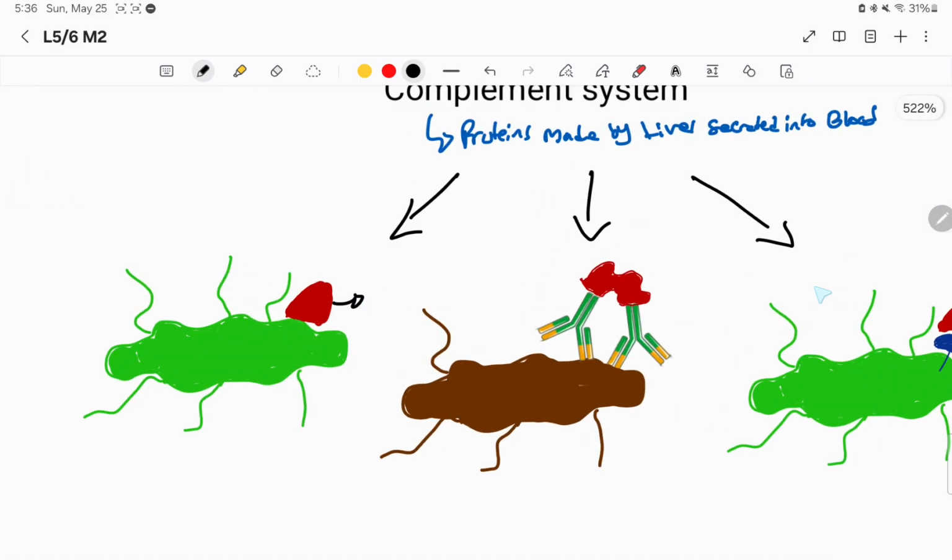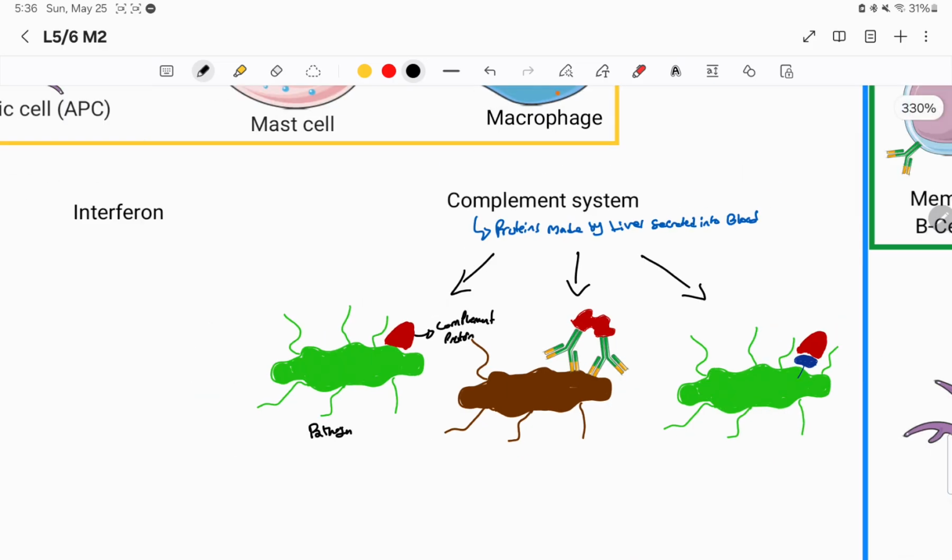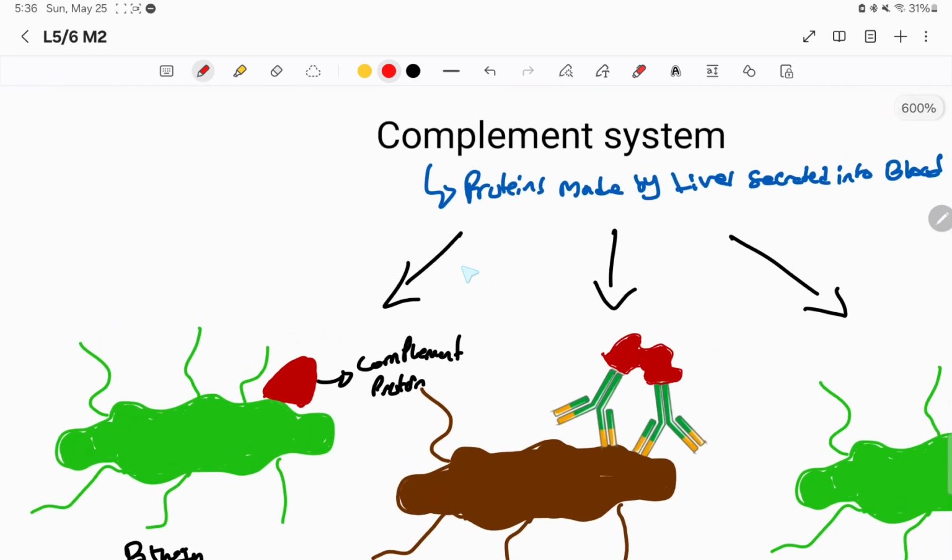This red protein here, and all these other ones, is a complement protein, okay? And this green guy is a pathogen, such as a bacteria. Okay, and this brown guy is also a pathogen. Of the 3 ways that these can become activated, the fastest way by far is a spontaneous collision, or spontaneous binding, of this complement protein onto the surface of this bacterial pathogen or microbe, okay? So spontaneously just binding to it.